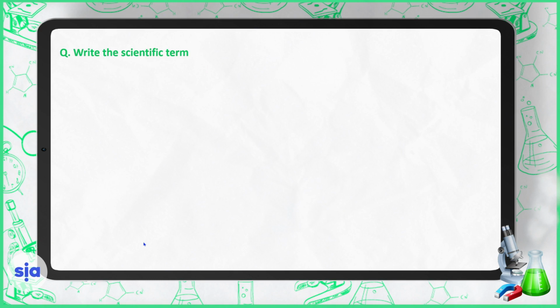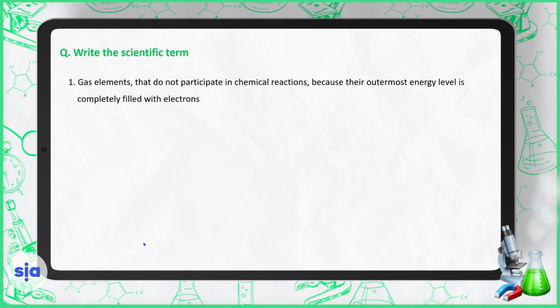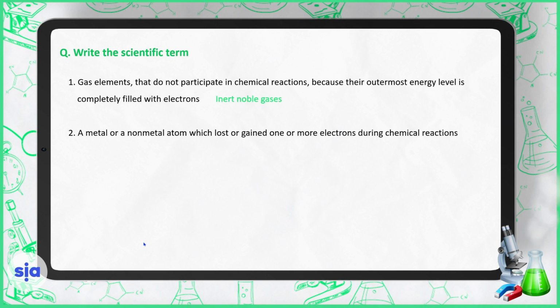Now, try to guess the scientific term. Gas elements that do not participate in chemical reactions because their outermost energy level is completely filled with electrons. These are inert noble gases. A metal or a non-metal atom which lost or gained 1 or 2 or more electrons during chemical reactions. It's an ion.